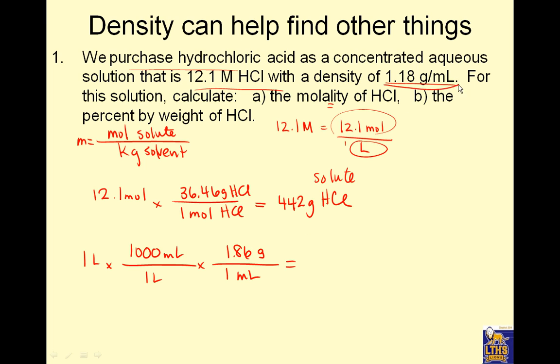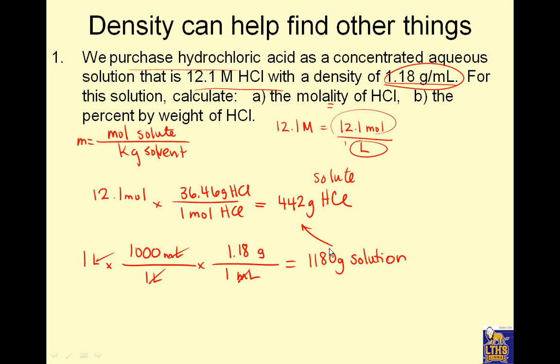How do I know that? Because that's the density. I said 1.86. I lied. 1.18. There we go. Now we're back on track. Liters cancel, milliliters cancel. I find out that there's 1,180 grams of solution, because that's the density of my whole solution.